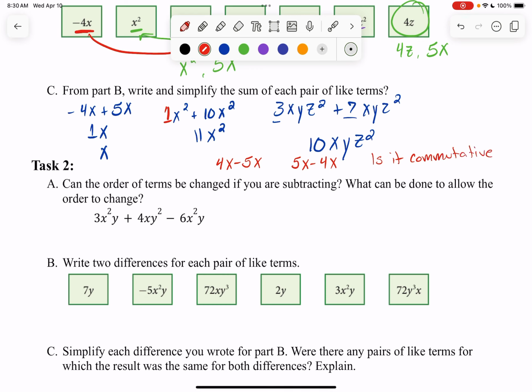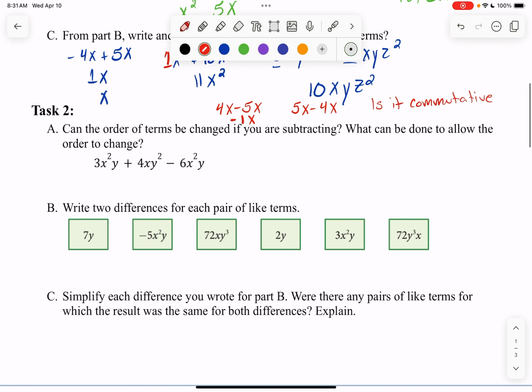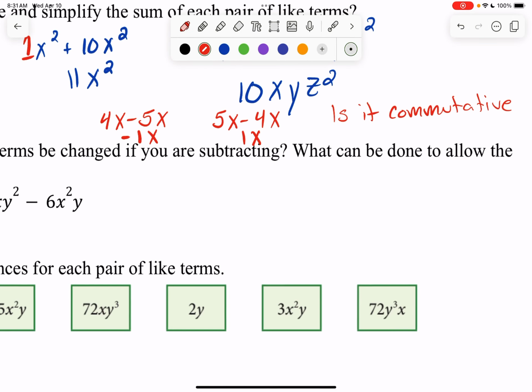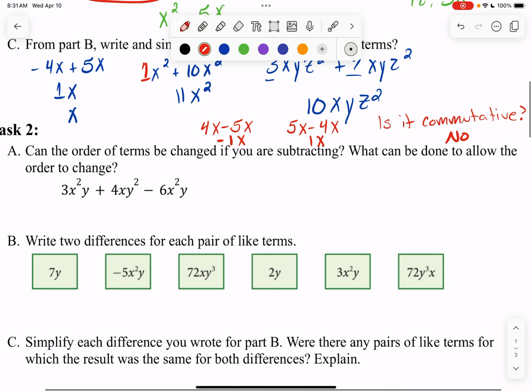Well, if I have 4 of something and I take 5 away, I have negative 1x. Whereas if I have 5 of something and I take 4 away, I still have 1x here. So is it commutative? No. Subtraction is not commutative.